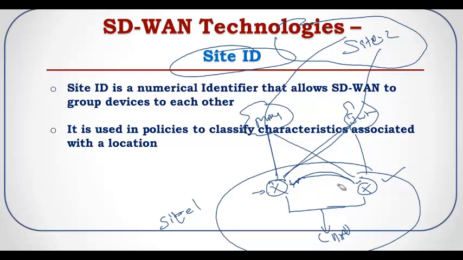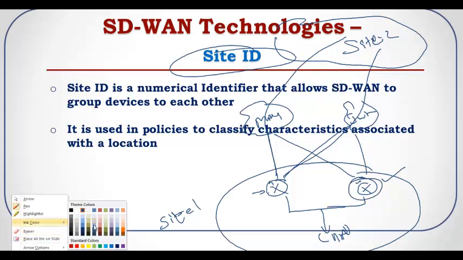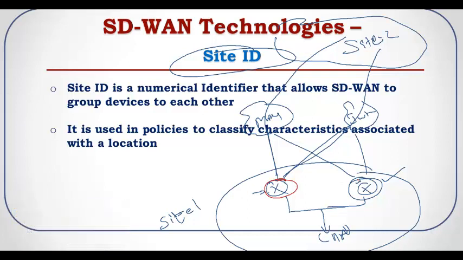How do you know that this is not from a different site? Because the site ID is the same. Because the site ID is the same for both, we don't form an IPsec tunnel between them. The remote site also, because the site ID is the same for both, sees these two as one single site. So site ID is important.